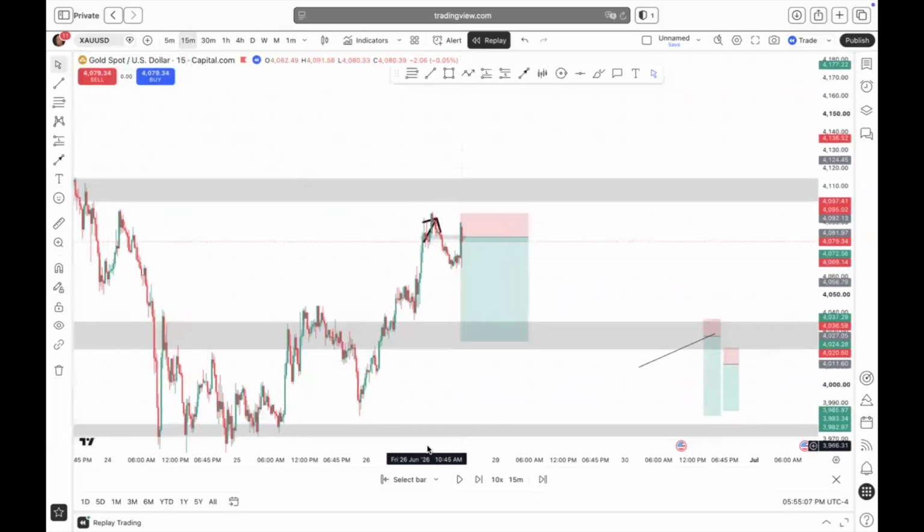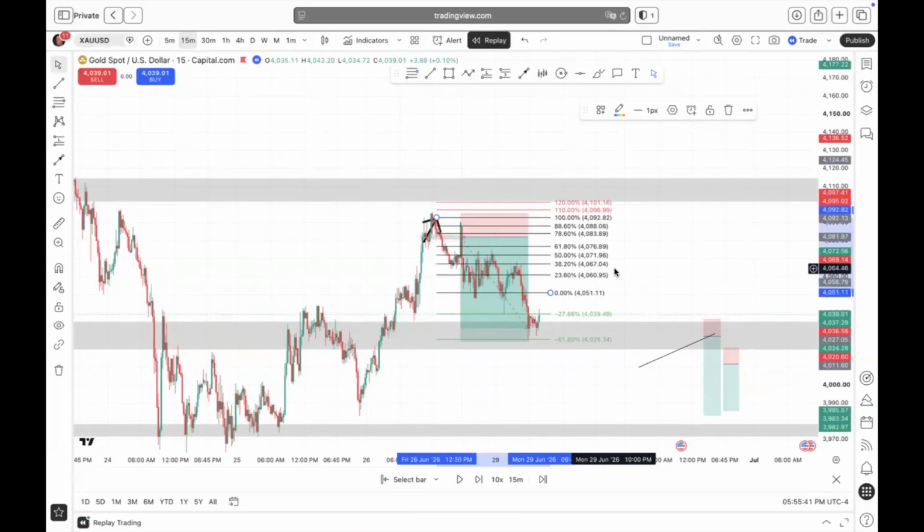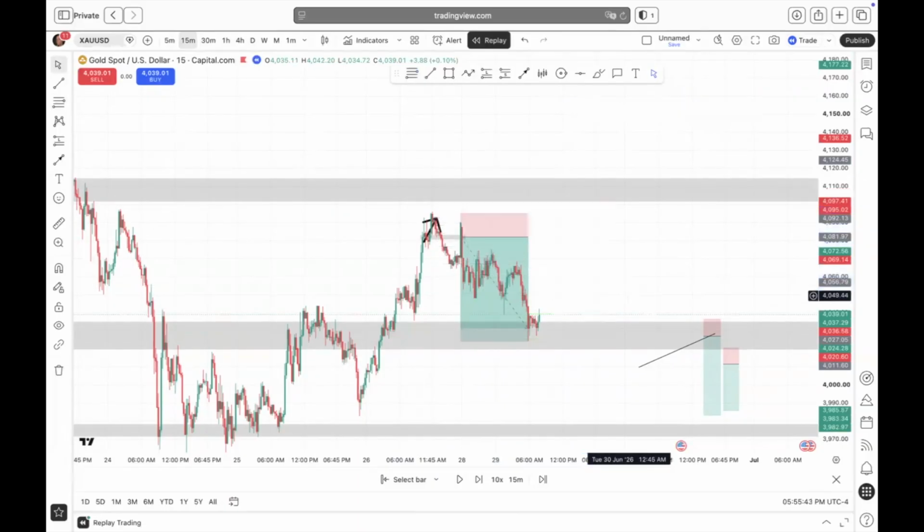So this was the structure. That was the structure pullback, and then we get the drop. Beautiful. Okay. Nice and easy. So we took it down to that 61.8, got out of the trade, waited for the next move.